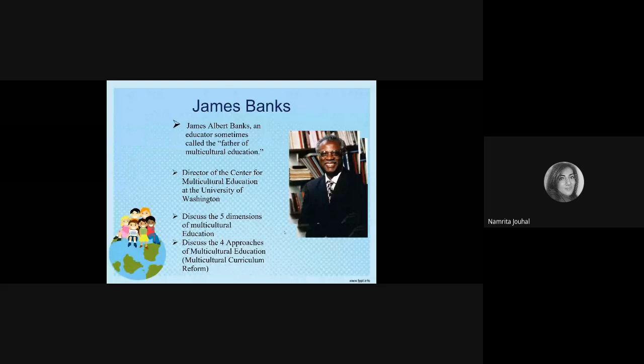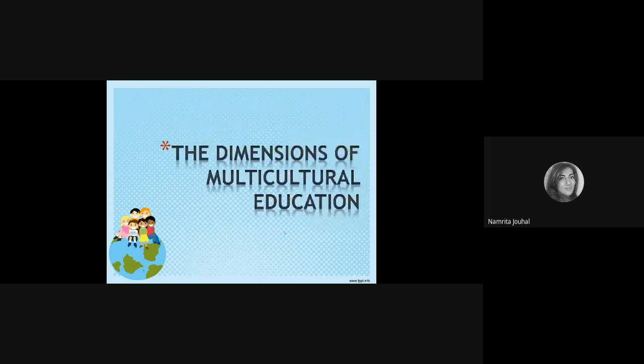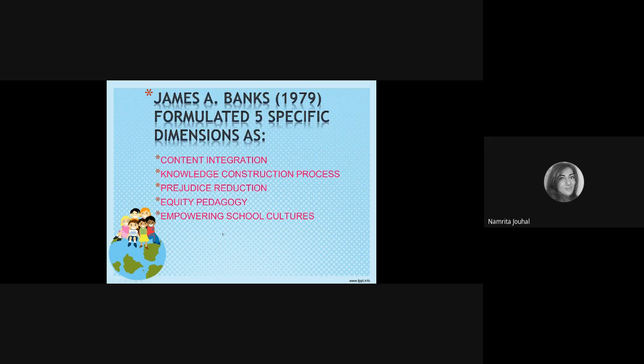James Banks was one of the known multicultural educationists, or we can say the father of multicultural education. He discussed 5 dimensions of multicultural education and 4 approaches that, as an institution or as a system, you should take to ensure multicultural curriculum reform takes place. So, the dimensions of multicultural education. According to James Banks, he formulated these dimensions as content integration, knowledge construction process, prejudice reduction, equity pedagogy, and empowering school cultures.